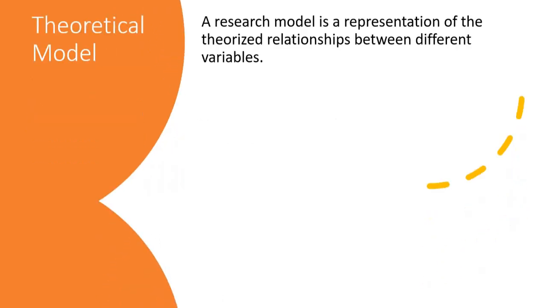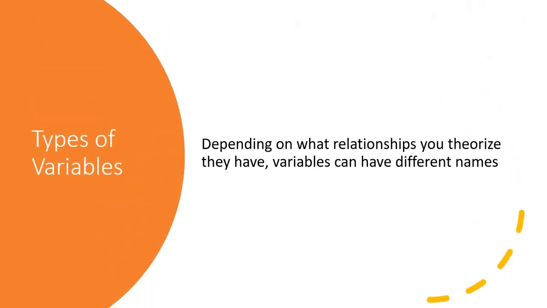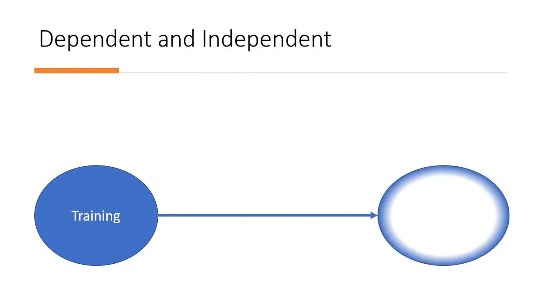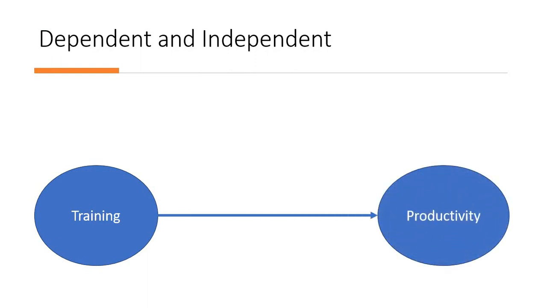Depending on what relationships you theorize they have, variables can have different names within a research model. Let's see the examples. So first, the simplest case. You theorize that training leads to productivity. If you provide training to employees, their productivity will increase. In this case, you are theorizing that providing training will lead to increased productivity.